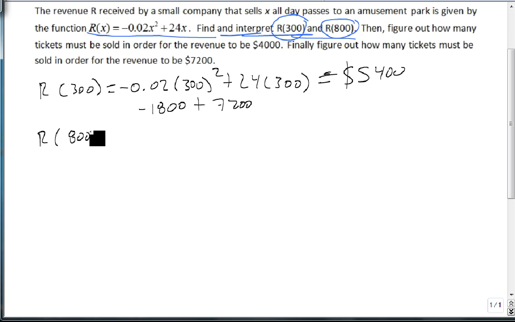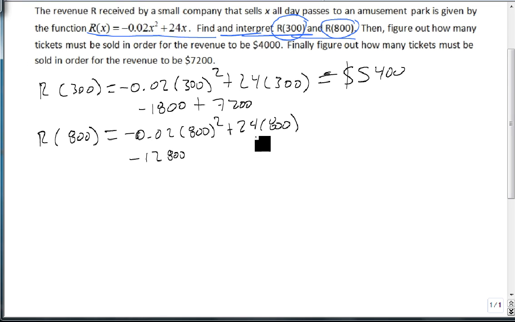Likewise, R of 800 is done the same way, but instead of putting 300 in, we put 800 in. Well, 800 squared times minus 0.02 is minus 12,800. 24 times 800 is 19,200. We add those together and we get $6,400. So again, if we sell 300, we make 5,400. If we sell 800, we make 6,400.